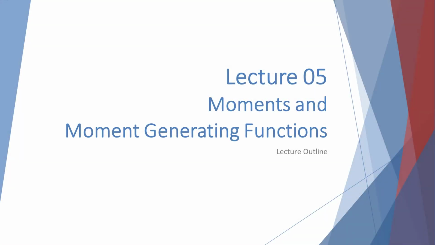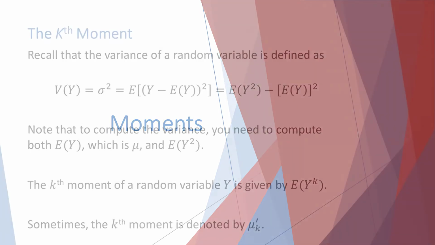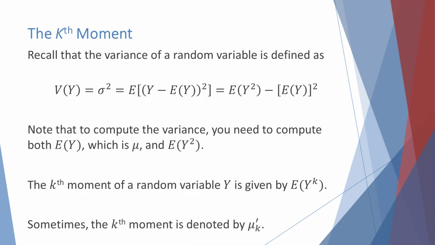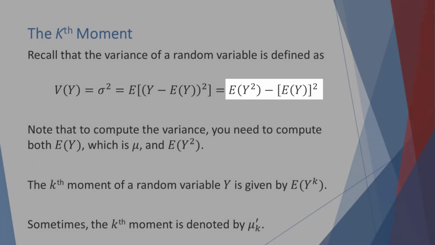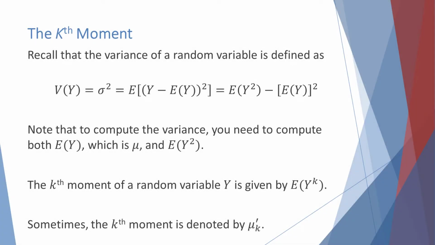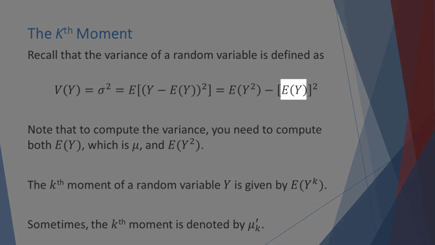This is Lecture 5, Moments and Moment Generating Functions. Recall that the variance of a random variable is defined as V(Y) equals the expected value of Y squared minus the quantity the expected value of Y, all squared. And note that to compute the variance, you need to compute both E(Y), which is mu, and E(Y squared).